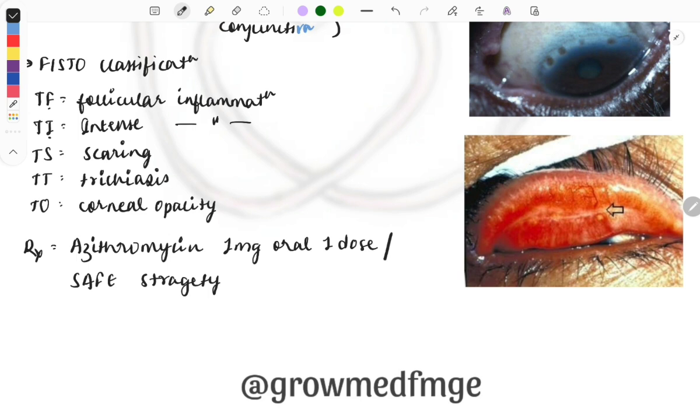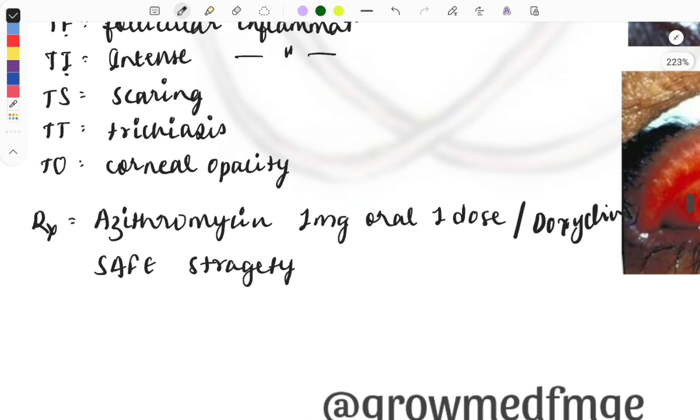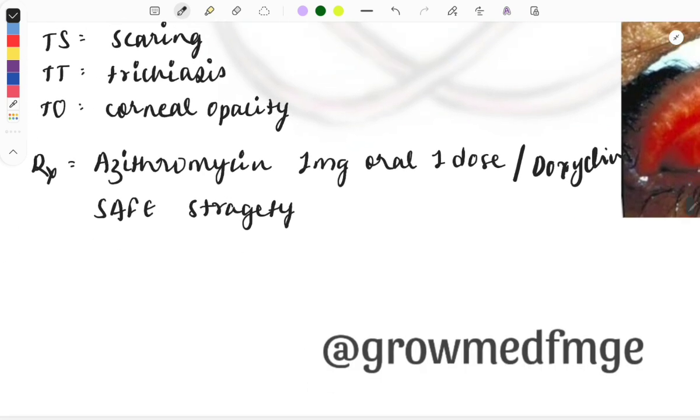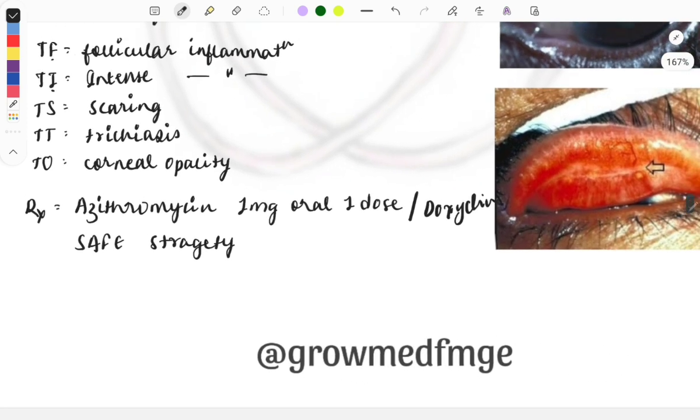If a person is allergic to azithromycin, we can also use doxycycline. It is a second-line drug if azithromycin is not working or the patient is allergic to it. Another important strategy for this is the SAFE strategy. S stands for surgery, A for antibiotics, F for facial cleanliness, and E for environmental cleanliness. So this is the full form of the SAFE strategy.